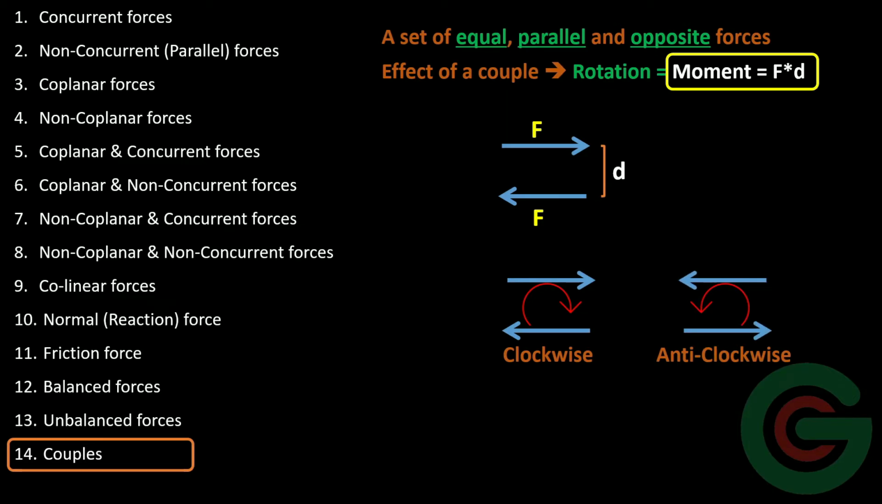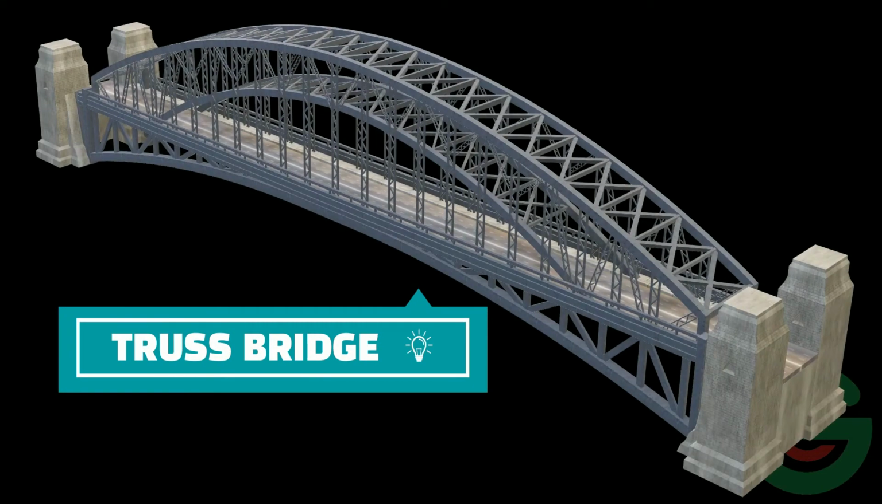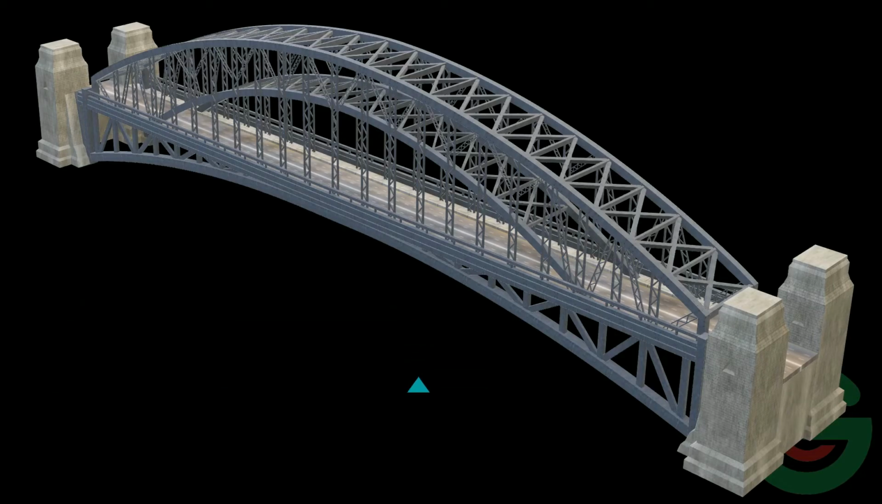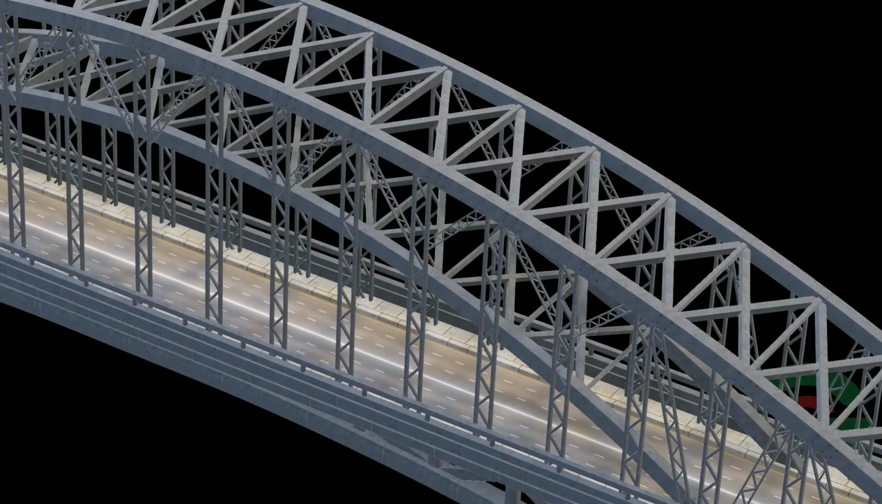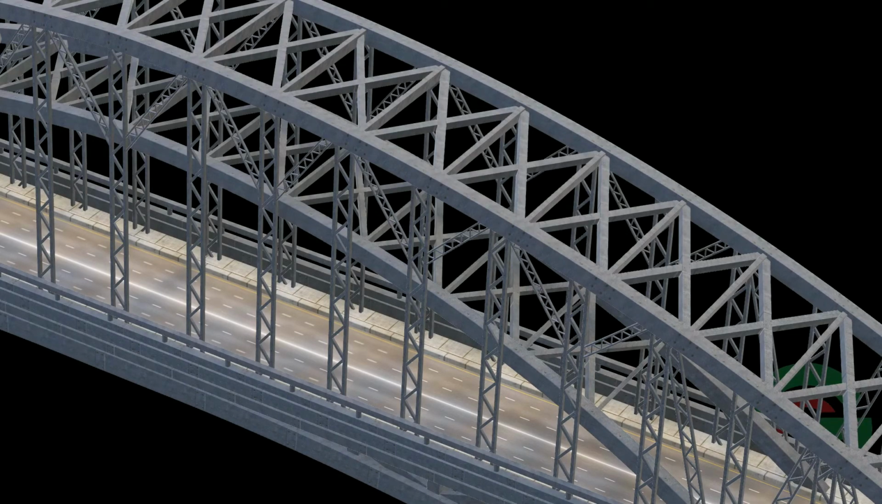These different types of forces exist in different situations, but we can take a practical example of a truss bridge where we can find most of the types of forces. If we go closer to the bridge, we can see that there are so many members in the truss spanning in different directions in a three-dimensional plane. Some are inclined, some are horizontal, and some are vertical.